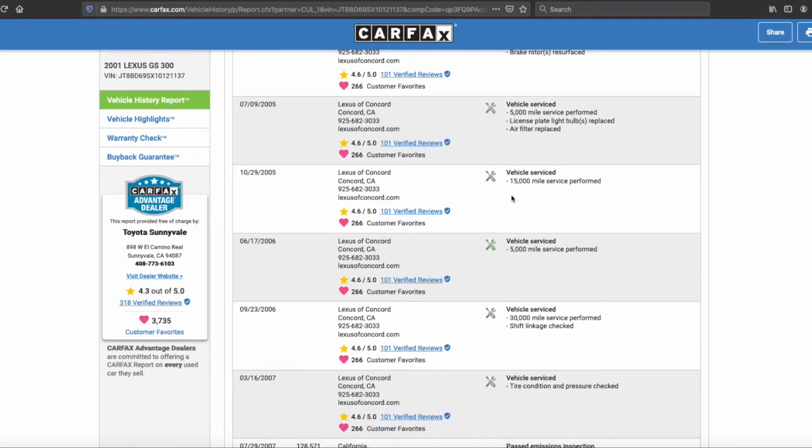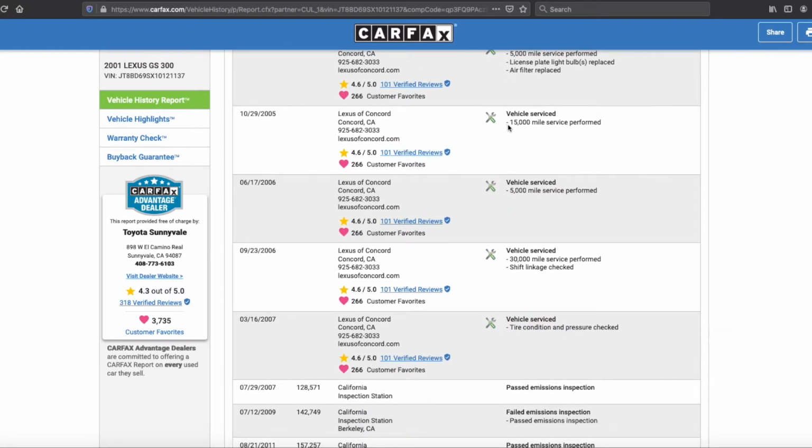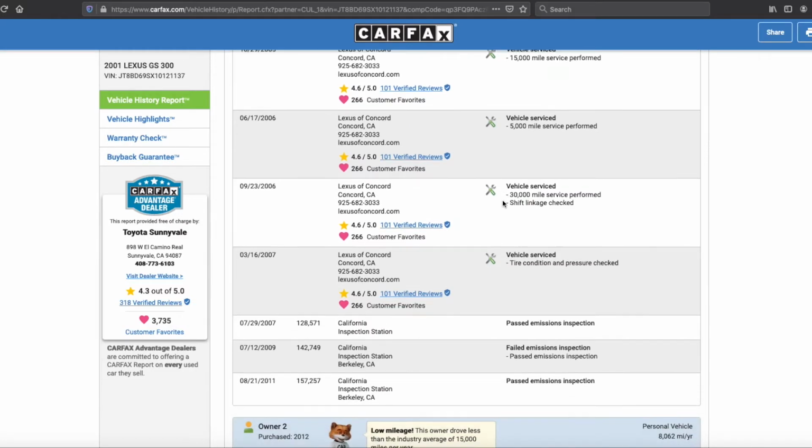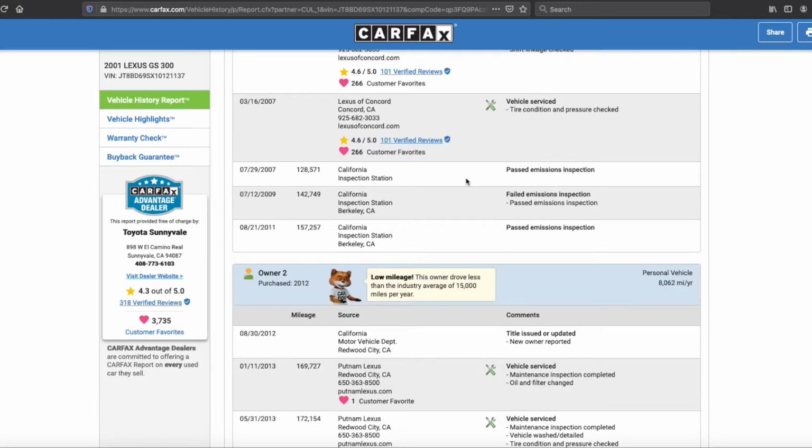Now you got another 15K service done, I don't know why they call it that. So they started out, I think, at 115K. That's what I think they were talking about. Then there's maybe another 5,000 mile service again, and 30,000 miles. And right over here, I think Carfax either changed the way they logged the mileage or something like that. There's more information. Initially at 128,000 miles, the first owner did the inspection.